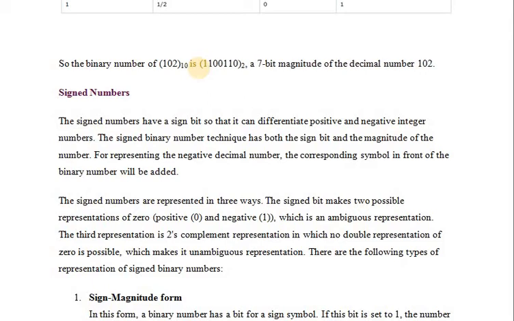If it is 0 here, it's a positive 1 or 2. If it is 1 here, it's a negative 1 or 2. That is a negative number. This is how we represent signed numbers.